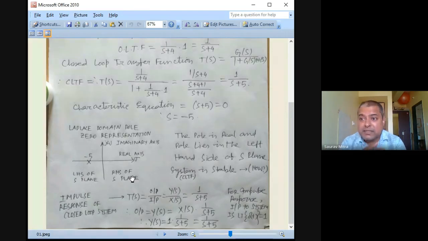2 plus j3 in this S plane. So in this case, you have to plot here. This is 2, and j3 will be here. So here you have to put a cross, and this is called 2 plus j3.